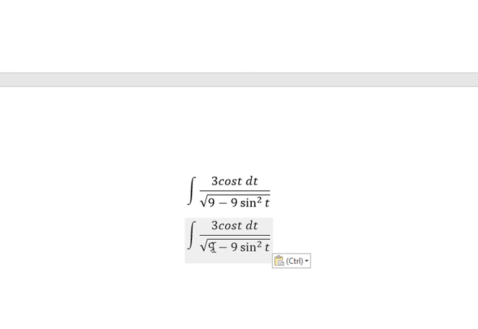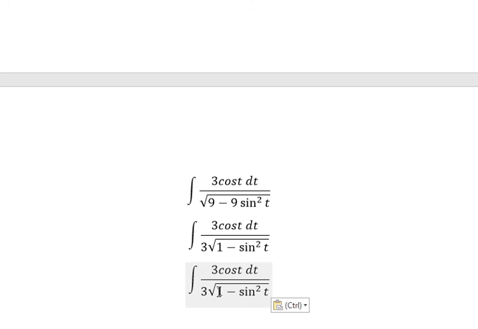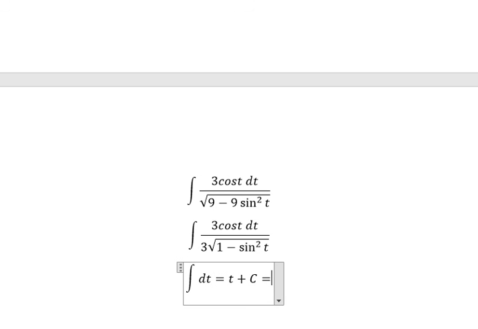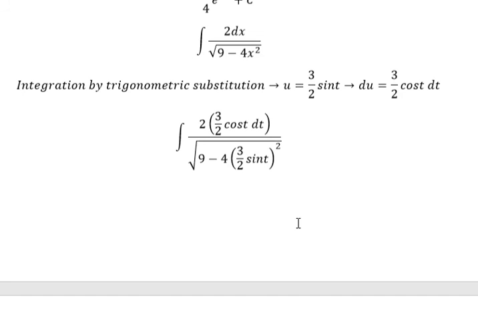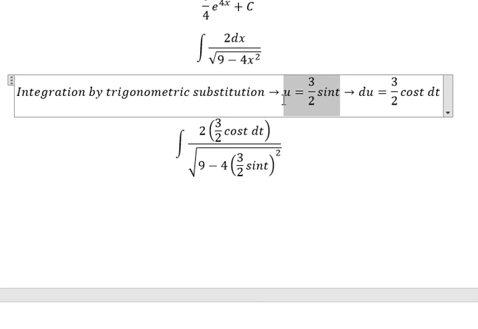The square root of 9, you got a 3 outside. One minus sine t squared, you got cosine t squared. The square root of cosine t squared, you got cosine t. Now we simplify and you got dt. And we got t plus c. About t, that's it for this one.